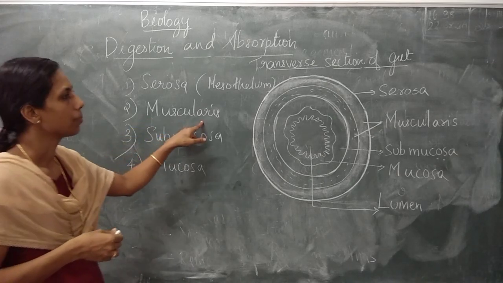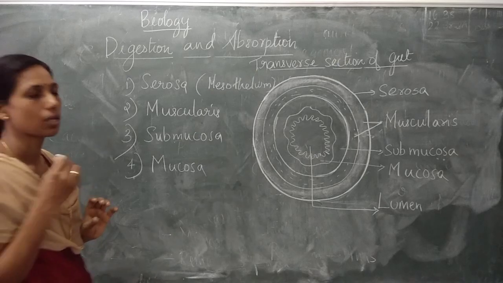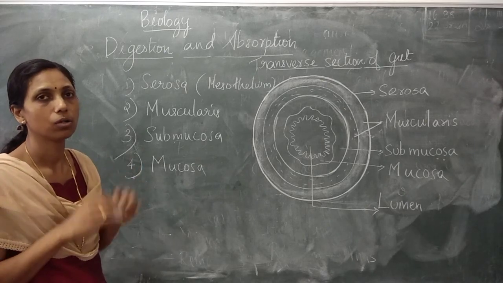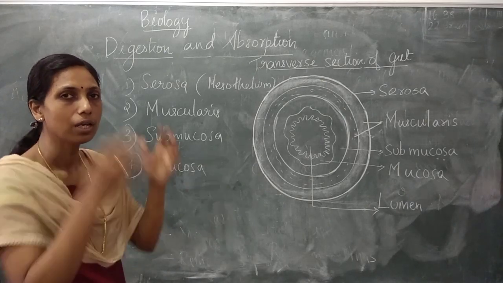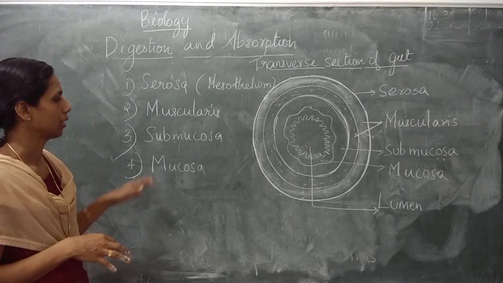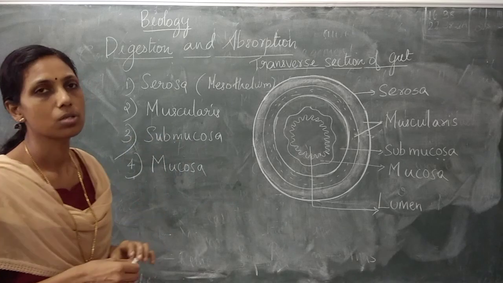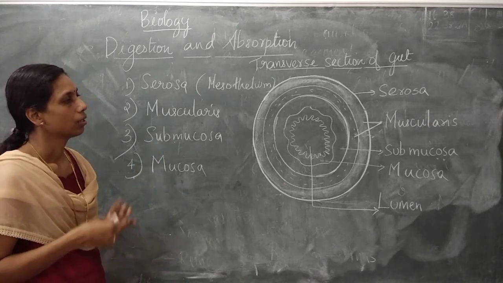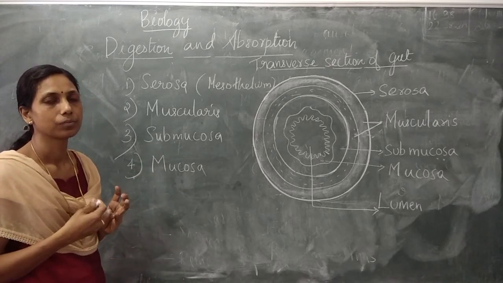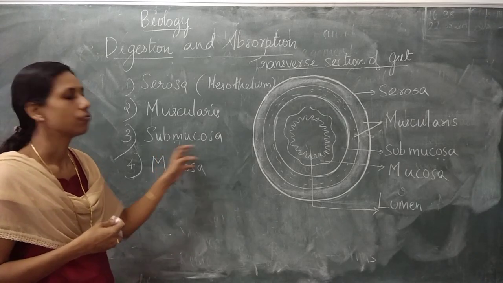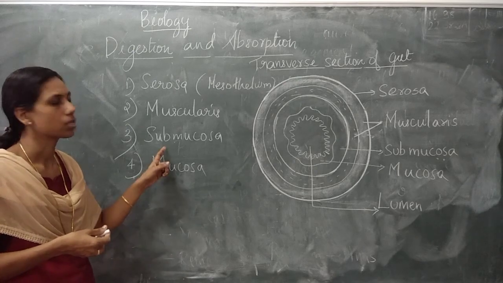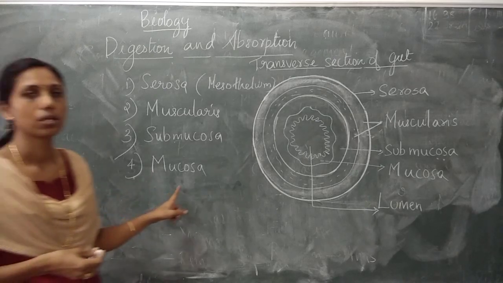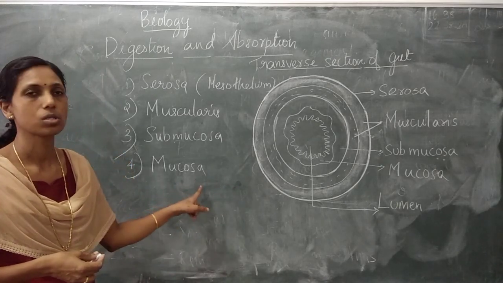Then the second one is called the muscularis. Of course it is made up of muscles, circular and longitudinal muscles. And this is what makes the peristaltic movement. Due to the contraction and relaxation of these muscles only, the food is pushed through the different parts of the alimentary canal. Then the third layer is called the submucosa layer. It consists of connective tissues, with blood vessels, lymph vessels, and nerves also found in this submucosa layer. And the innermost layer is called the mucosa layer, and we find the glands in this layer. This is called the mucosa layer.